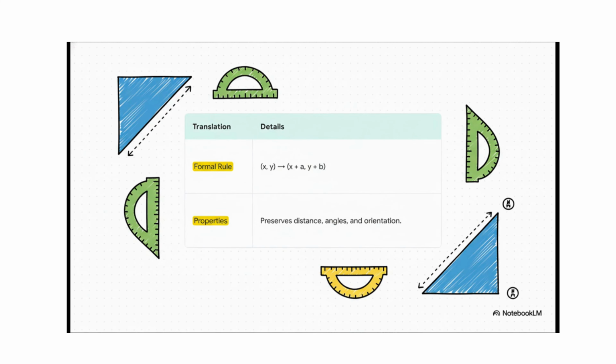Now, the formal math rule is pretty simple. You just add some numbers to the coordinates. But look at that properties row. That is the key insight right there. A translation changes a shape's location, for sure, but absolutely nothing else about it. The size, the angles, even which way it's facing, all stay exactly the same.